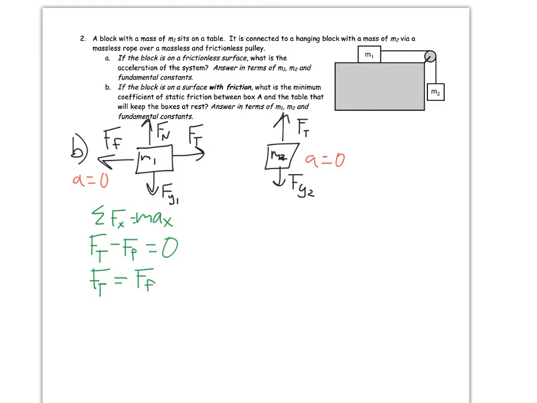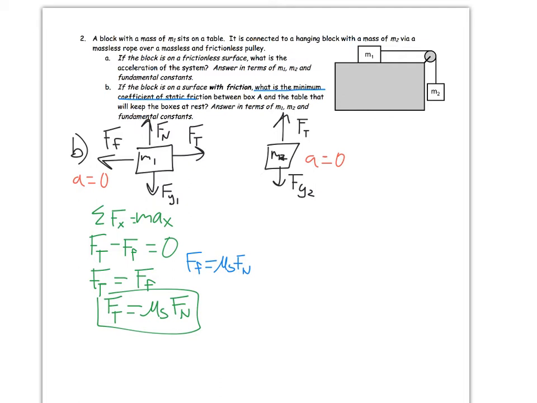And I can make a substitution here that Ff equals mu s times my normal force. And the reason is we want the minimum coefficient of static friction. That indicates that we're going to use all of that force that we have. So in this case, we can make the assumption that friction is at a maximum, and we can make that substitution. So I know that my tension is simply going to be mu s times my normal force. Okay? So I'm going to come back to that equation in a second.